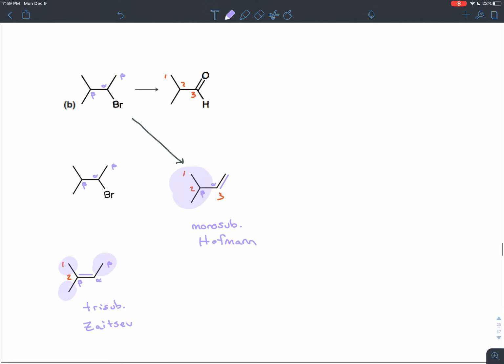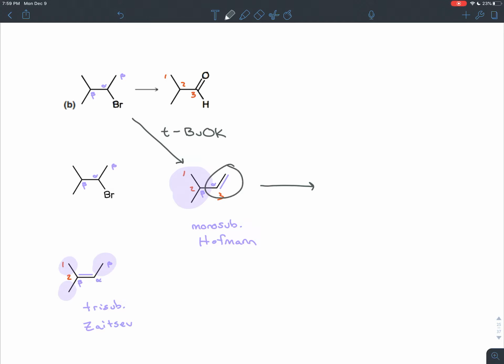To get the Hofmann product, to form the pi bond toward the less substituted carbon, the less crowded carbon, we have to use a bulky base. And the poster child for a bulky base is potassium tert butoxide. So if we treat this original molecule with that bulky base, potassium tert butoxide, we'll end up getting this Hofmann elimination product, with the pi bond toward the less substituted carbon. And once we have that, we can do the ozonolysis.